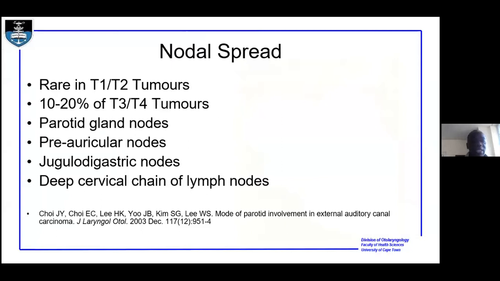Nodal spread is quite rare for T1 and T2 tumors. However, it occurs in about 10 to 20% of T3 and T4 tumors. And it usually spreads to the parotid gland nodes, preauricular nodes, then to the jugulodigastric nodes and the deep cervical chain of lymph nodes.